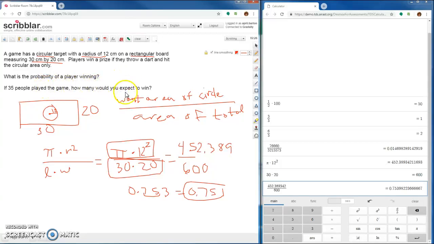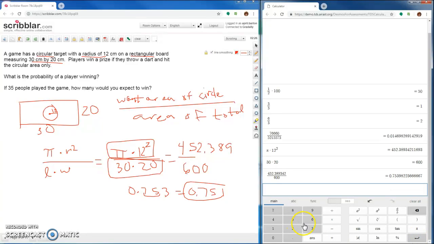So then there is a second question. If 35 people played the game, how many would you expect to win? If we take the 35 people and multiply by the probability, that will tell us the number of people that are expected to win. As always, make sure to go to a new line. I forget that a lot. 35 multiplied by 0.75 is 26.25.